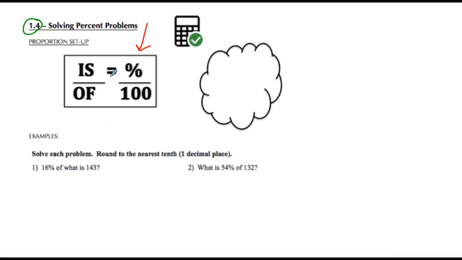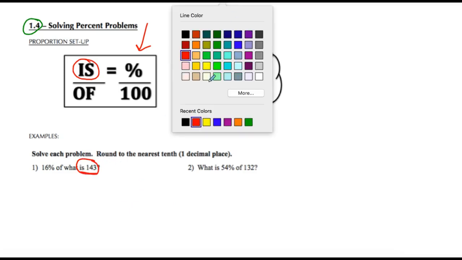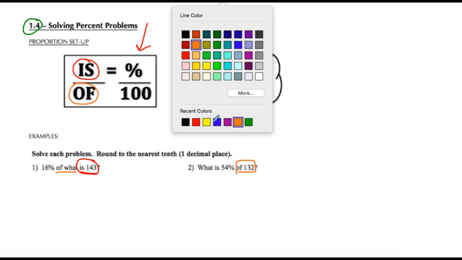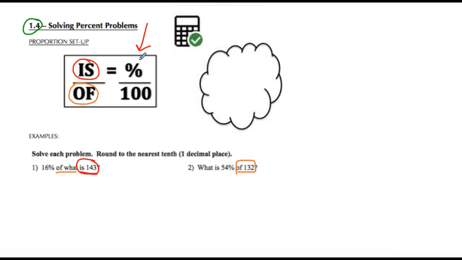Okay, so we're looking for a few important things. We're looking for the word is. You'll notice, for example, in my examples down here, I have is 143. So there is a number connected to the word is. I'm also looking for the word of. This one says of what, but this one says of 132. So we're going to look for those. And then we're also going to be looking for our percentage. This one has a percentage. This one has a percentage.